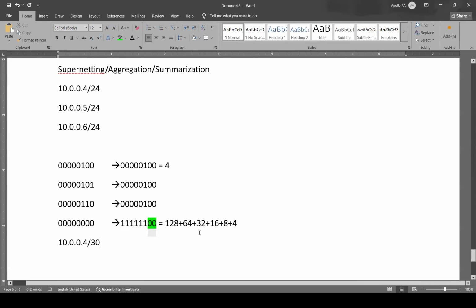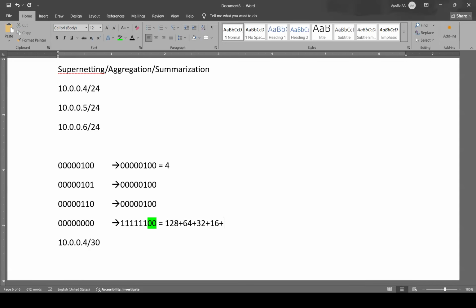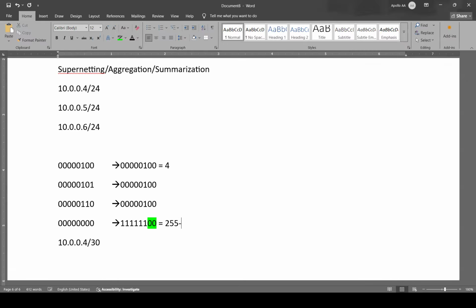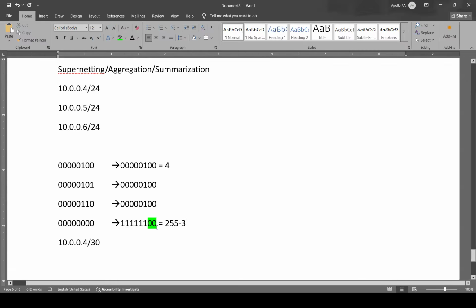Yes. So instead of adding this way, I just took a shortcut and said, I know that if these are all ones, it will give me 255. But because I know this one is a 2 and this one is a 1, that is a total of 3. So I just say 255 minus 3. That 3 is these two here, because this one is a 1.